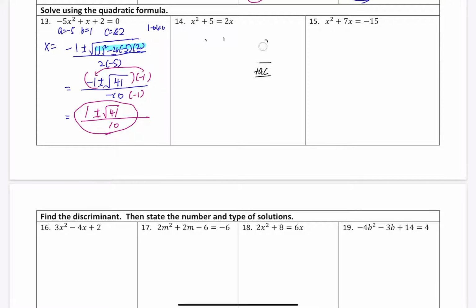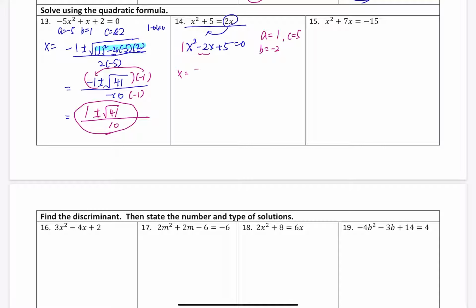14. To use the quadratic formula, we should start from standard form. But that's not standard form. You move 2x to the other side, switching signs, to make standard form of a quadratic function. So x squared minus 2x plus 5 equals 0. A is the leading coefficient 1. B is the linear coefficient negative 2. Then C is 5, which is the constant. Let's use the quadratic formula.